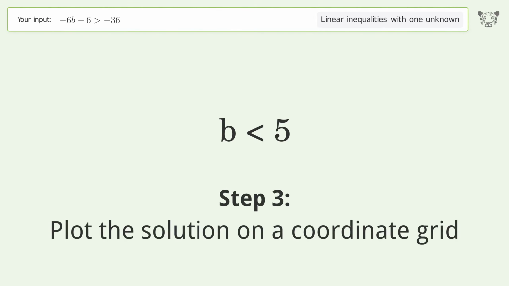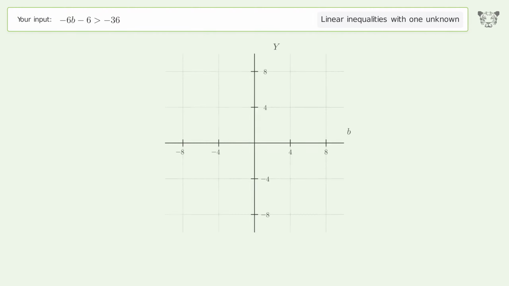Plot the solution on a coordinate grid. And so the final result is b smaller than 5.